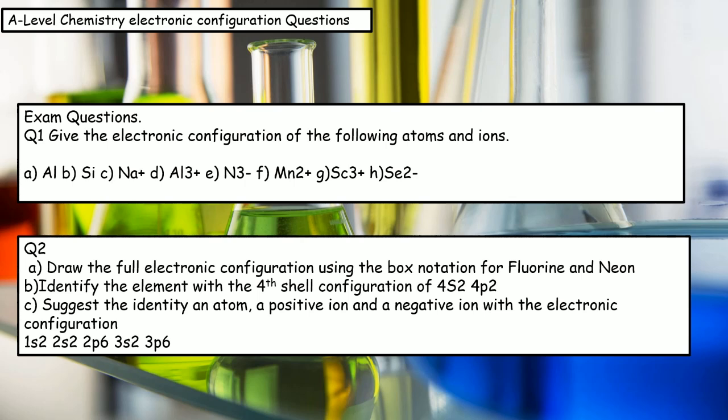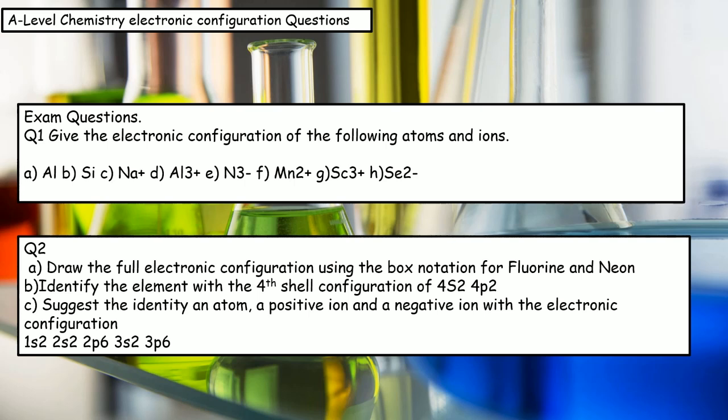So, question one, give the electronic configuration of the following atoms and ions. We've got aluminium, silicon, sodium ions, aluminium 3 plus ions, nitride ions, Mn2 plus ions, Sc3 plus and Se2 minus ions. Question two, draw the full electronic configuration using the box notation for fluorine and neon.